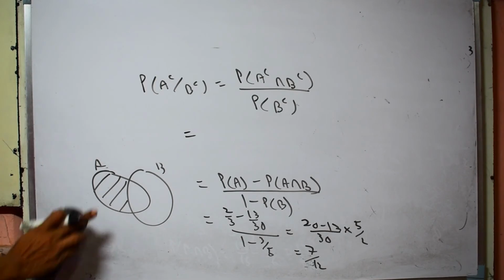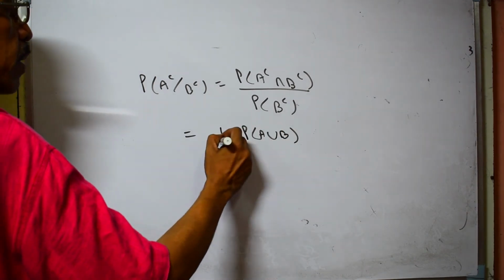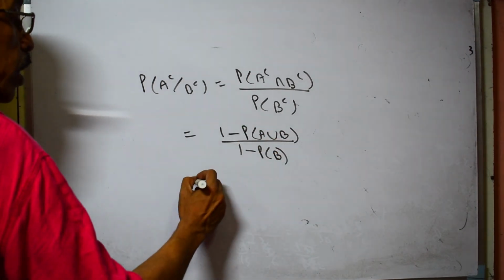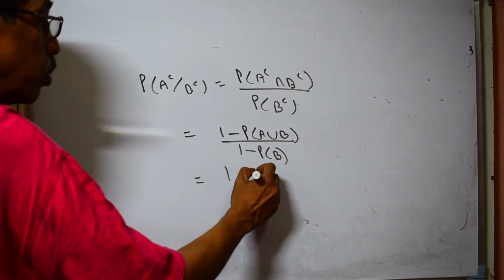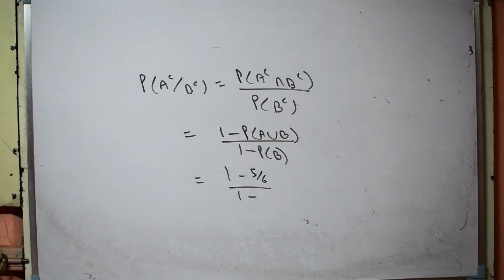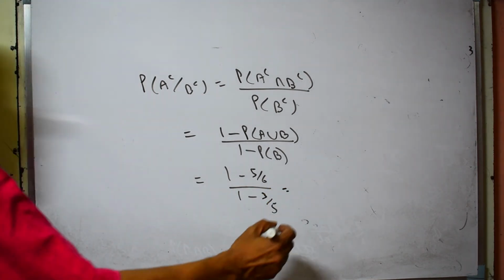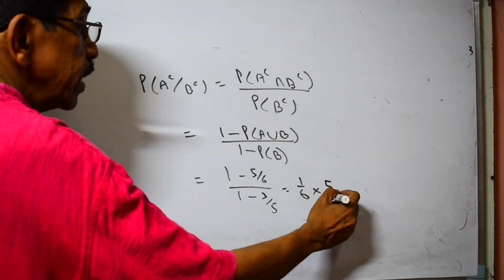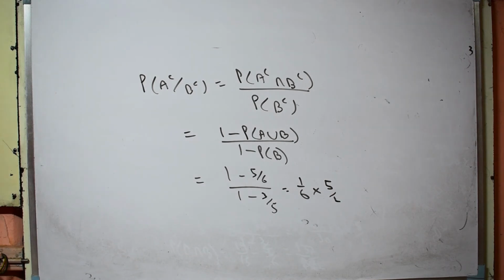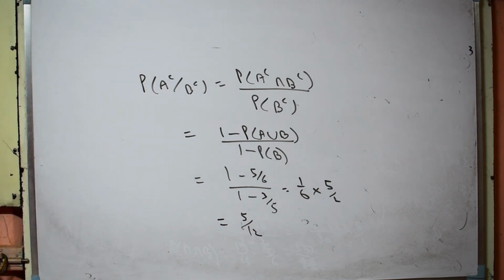It is A complement intersection B complement. We have the idea that it is 1 minus A union B. This is 1 minus A union B divided by 1 minus probability of B. A union B we have the value, that is 5 by 6, and B we know, that is 3 by 5. So ultimately your answer is 1 by 6 in the numerator and the denominator is 2 by 5, that means 5 by 2. So your answer is 5 by 12. So this is the idea of how to solve problems of this kind. It is a conditional concept.